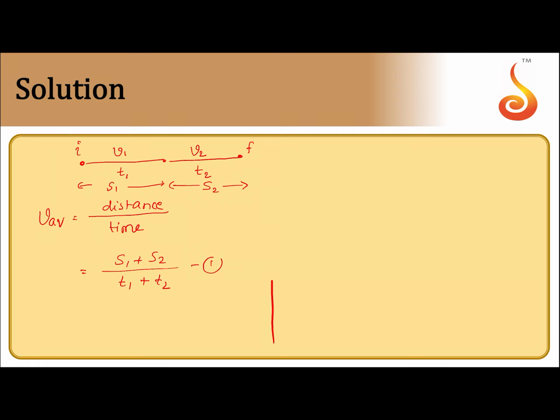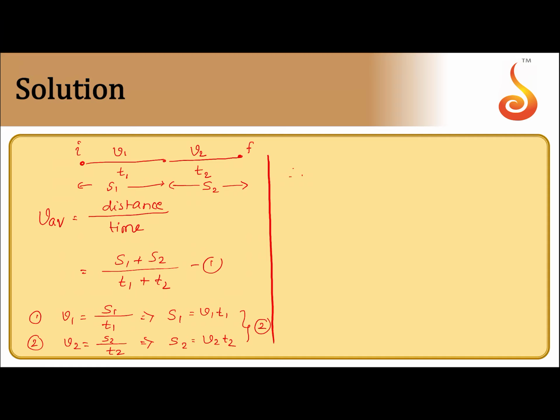Now look at this one. So we need the values of s1 and s2. How to calculate? Now if you consider the first part of the journey, can I write v1 is equal to s1 divided by t1? That's right. So we have s1 is equal to v1 into t1. Similarly, for the second part of the journey, v2 is equal to s2 divided by t2, which gives us s2 is equal to v2 into t2. This set of equations is 2.